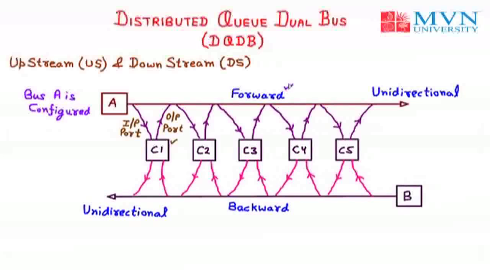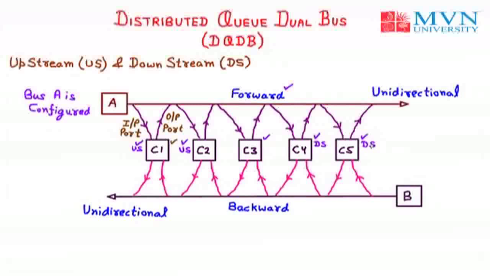In that case, system number 1, that is C1, and system number 2, that is C2, are the upstream with respect to system number 3, that is C3. System number 4, that is C4, and system number 5, that is C5, are downstream with respect to system number 3, that is C3. So we can say that according to bus A, and with respect to system C3, C1 and C2 are the upstream and C4 and C5 are downstream.